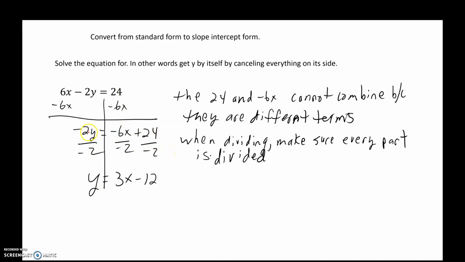And then we're going to divide by the number next to the y, which is negative 2. And everything gets divided. So negative 6 divided by negative 2 is a positive 3. 24 divided by negative 2 is a negative 12. And we are now in slope-intercept form. So we know that the slope is 3 and the y-intercept is negative 12.